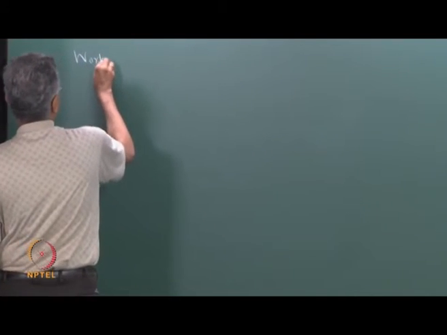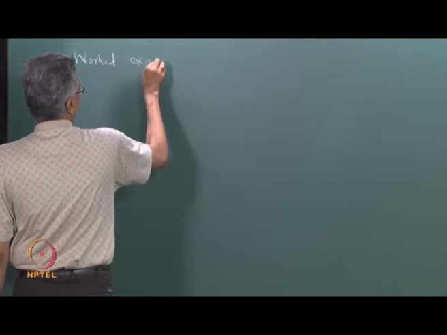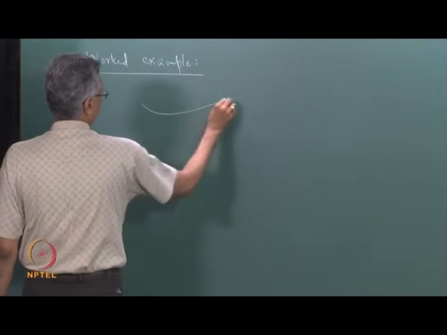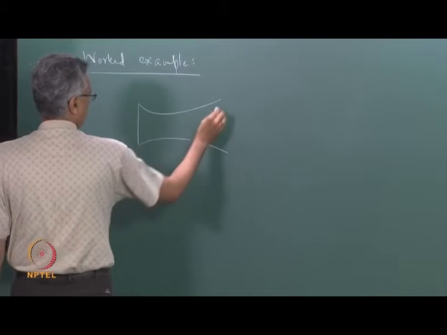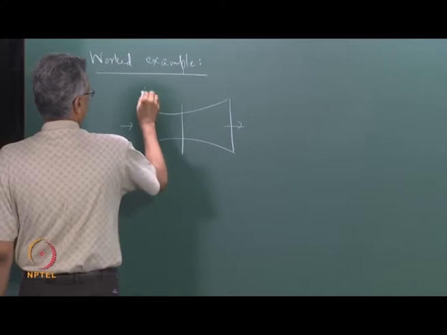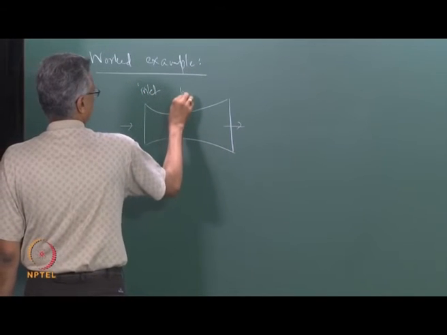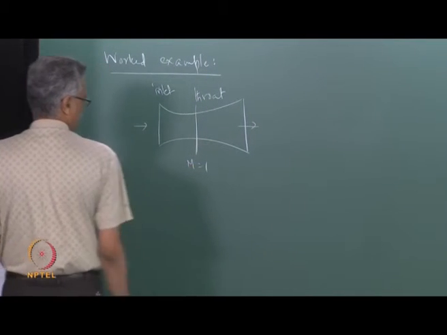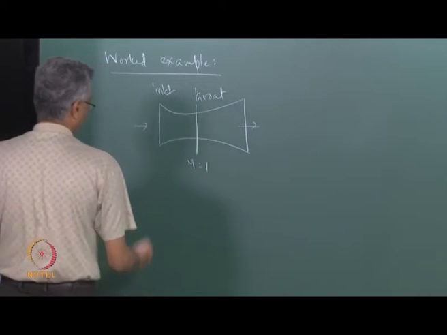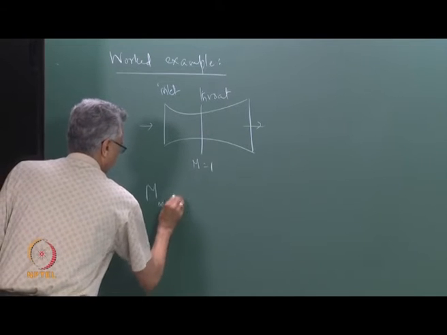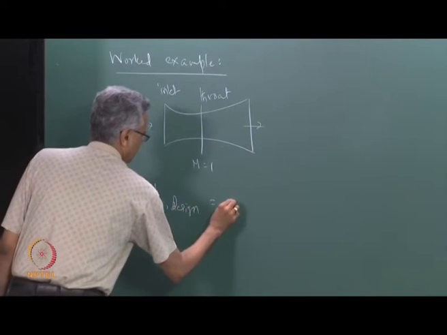So, in the previous class we were looking at a worked example involving a supersonic diffuser. If you recall, this was a converging diverging diffuser designed for operation at a free stream Mach number of 2. So this was the inlet, this is the throat, and M is equal to 1 at the throat, and the design free stream condition M infinity design was 2.